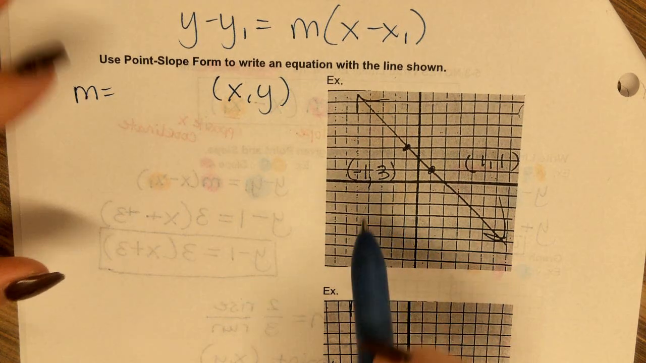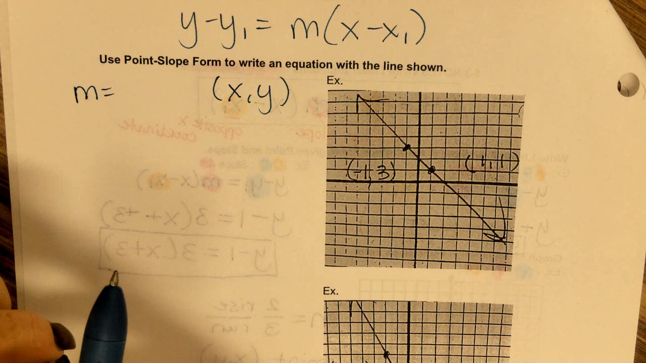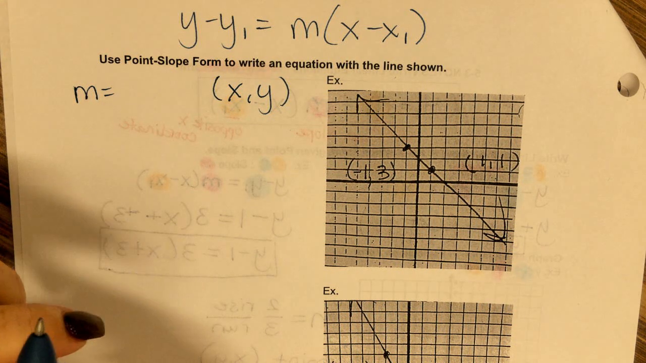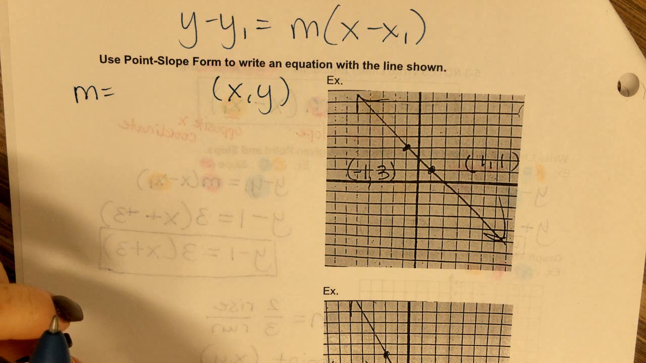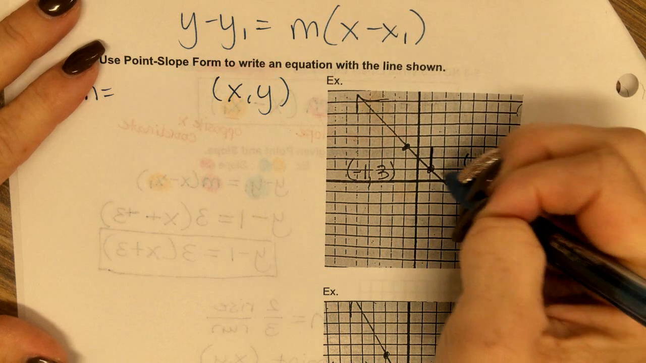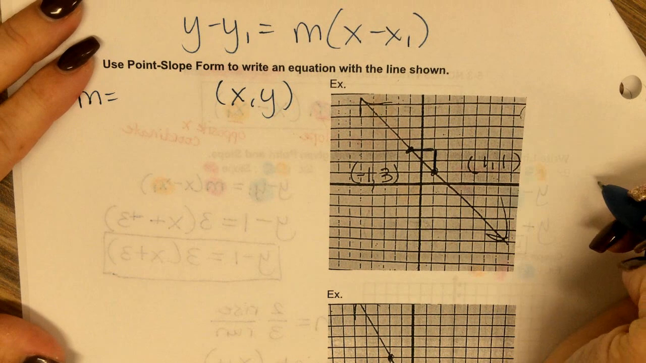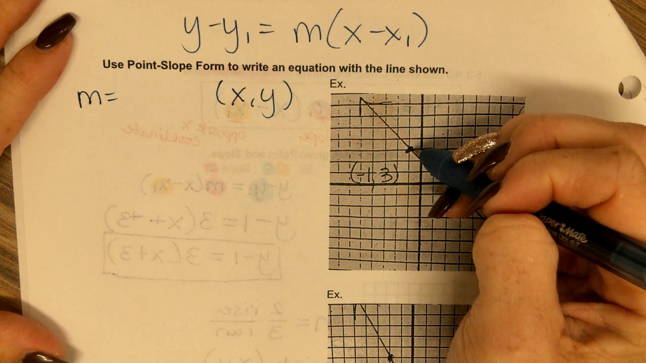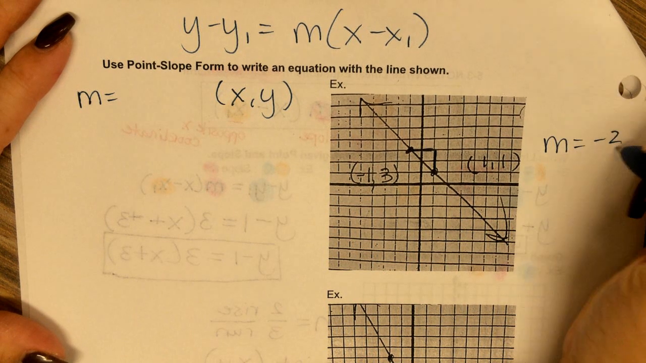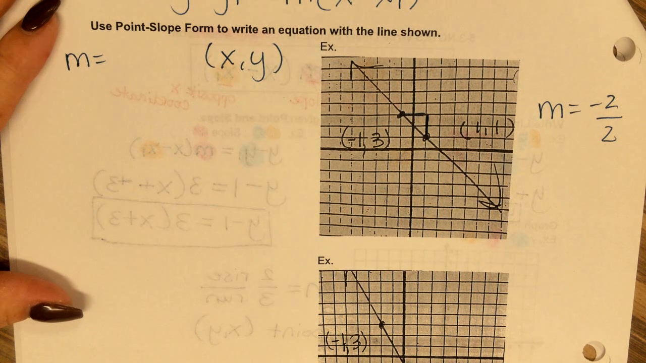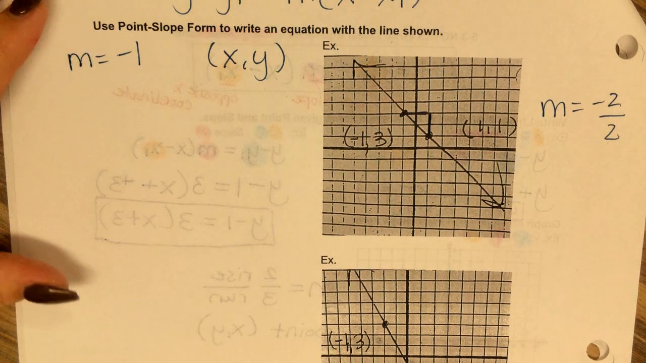How could we find the slope of this graph? Rise over run. Could I also use the slope formula? Could I also use a table? Either way. I'm going to do rise over run. What's my rise? 2. What's my run? 2. And it's going up and left. So my slope is negative 2 over 2, or 2 over negative 2, which simplifies to negative 1.